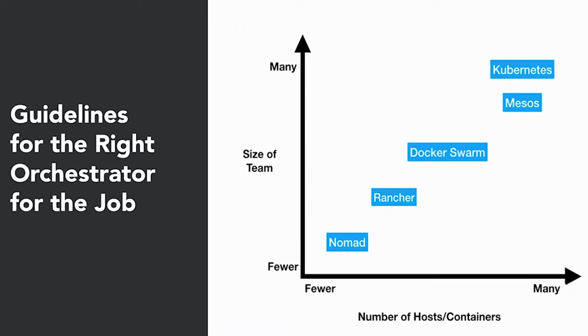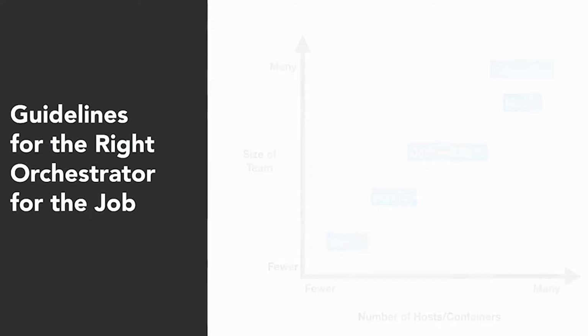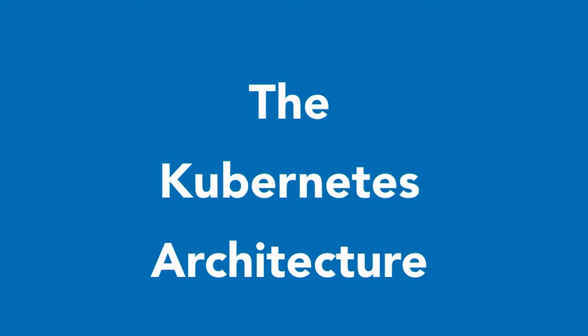This chart plots the number of hosts and containers versus the size of the development team. If you're running a lean shop, you should consider some of the solutions on the left. If you're a larger enterprise, you probably lean towards one of the more feature-rich solutions on the right.